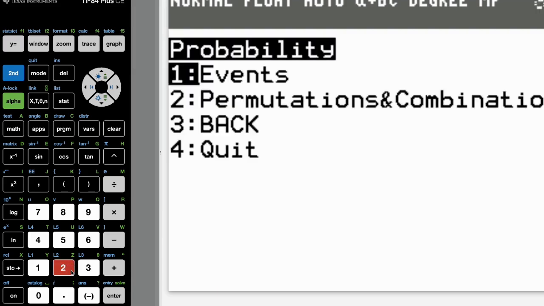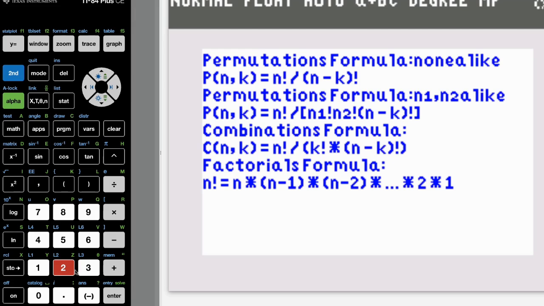So again, in probability, we're going to do permutations and combinations. So this is kind of funky with the factorial symbol. The permutations formula of none alike, like no items alike, of n given k items, it's going to be n factorial. So for example, 3 factorial would be 3 times 2 times 1. 6 factorial would be 6 times 5 times 4 times 3 times 2 times 1. That's what that factorial means. Divided by n minus k, that difference, factorial.